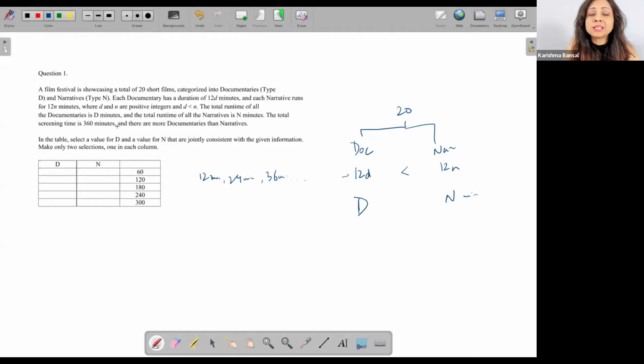Now the total screening time is 360. This tells me that this D minutes plus this N minutes is equal to 360 minutes. So I have 20 short movies, and all together they run for a total of 360 minutes. Now in the table, select a value for D and a value for N that are jointly consistent with the given information. Fine. Now I have to look for values of D and N.